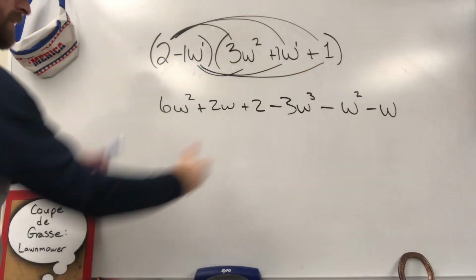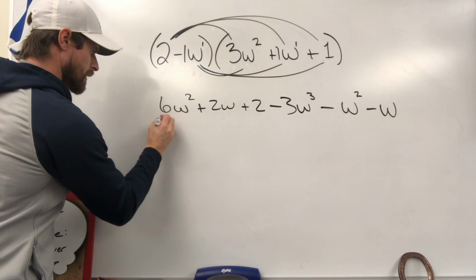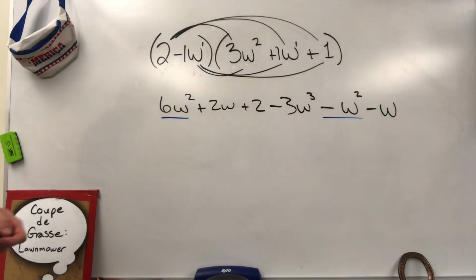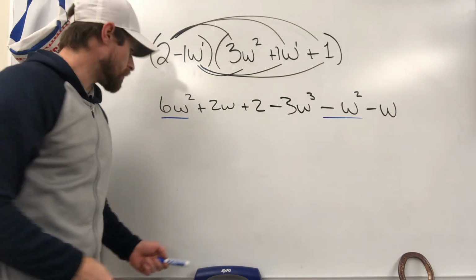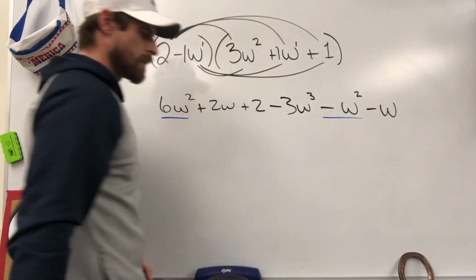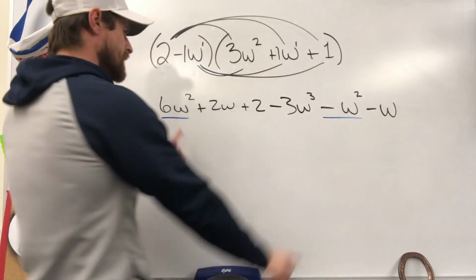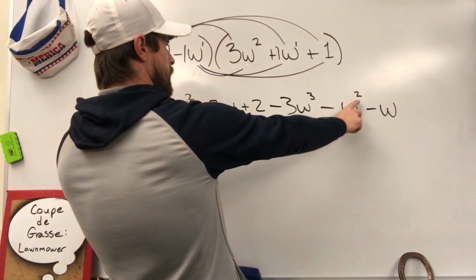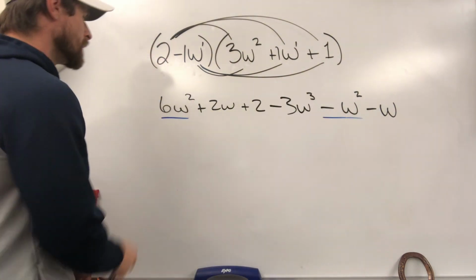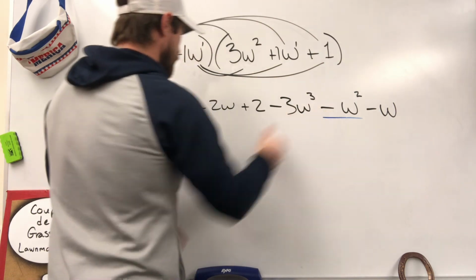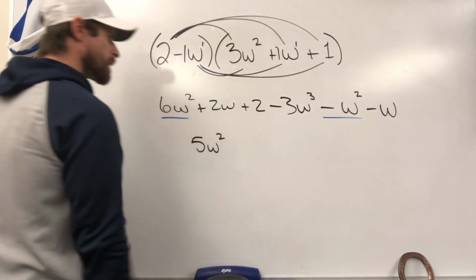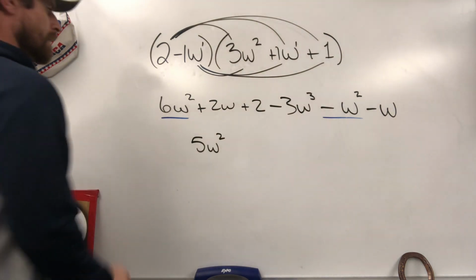I look at these terms and a couple of them stand out to me. I'm going to underline that in blue and that in blue. And I bet you could probably figure out why. What stands out about 6w squared and negative w squared? They're both terms that have the same variable, w, and the same exponent of 2. Those are what we call like terms, meaning we can combine them. 6 minus 1 would give me 5w squared.